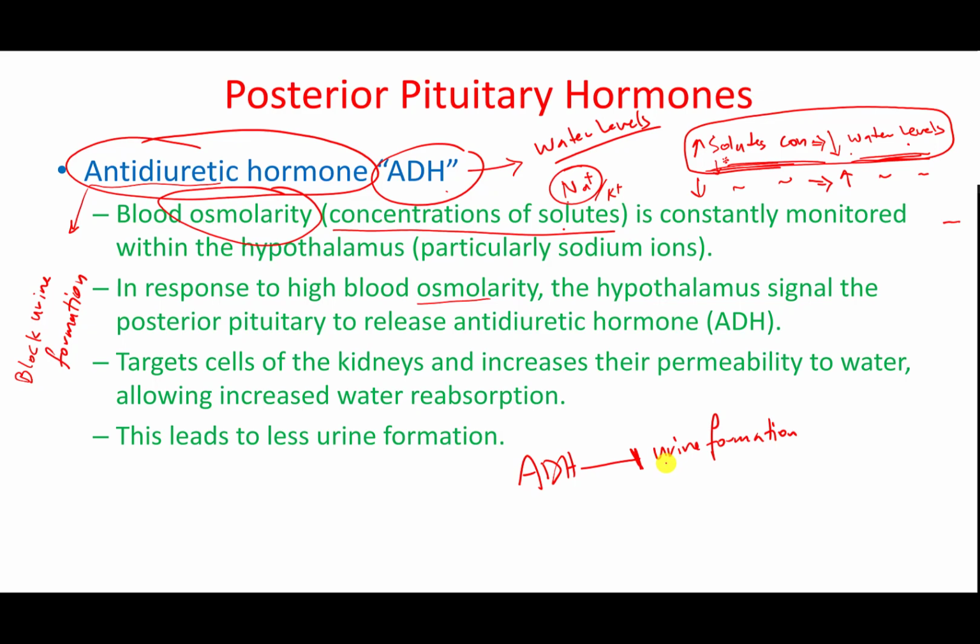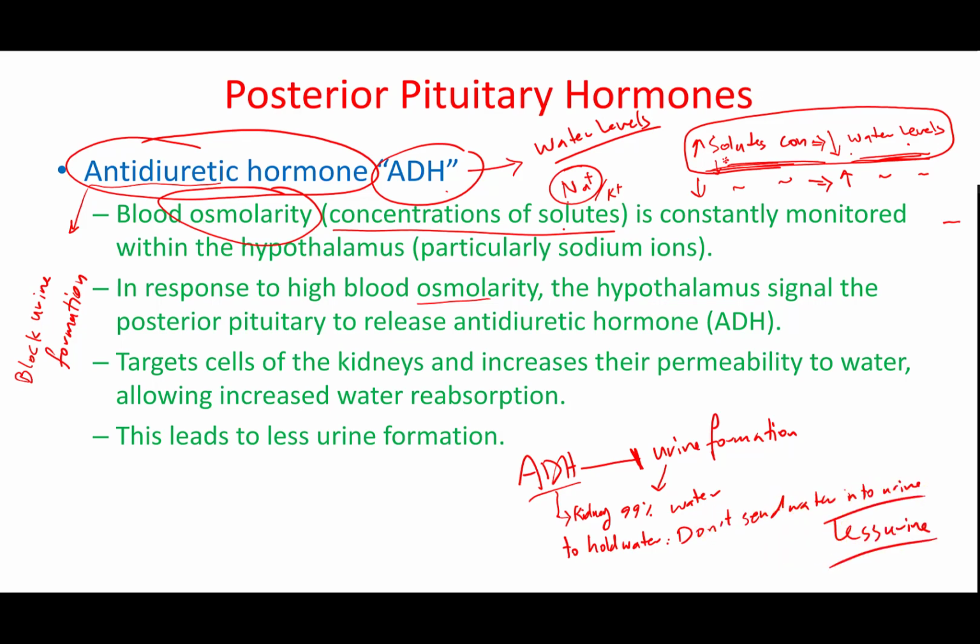One thing you need to understand is that 99% of urine is water. So when ADH is secreted, technically it's telling the kidneys to hold on to water or to reabsorb water, meaning don't send water into urine. Therefore, make less urine, right? That is blocking urine formation.